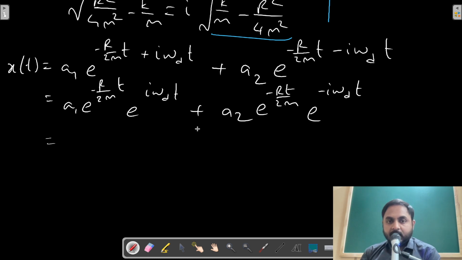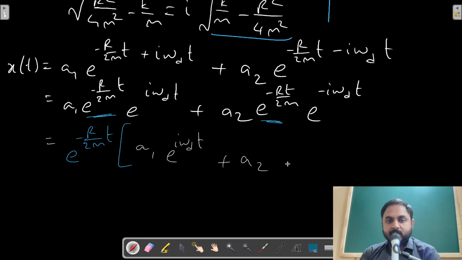Now this e raised to minus r by 2m t is common in both, so I'll write it outside, e raised to minus r by 2m multiplied by t. In the bracket I write whatever is remaining, that is a1 e raised to i omega d t plus a2 e raised to minus i omega d t.